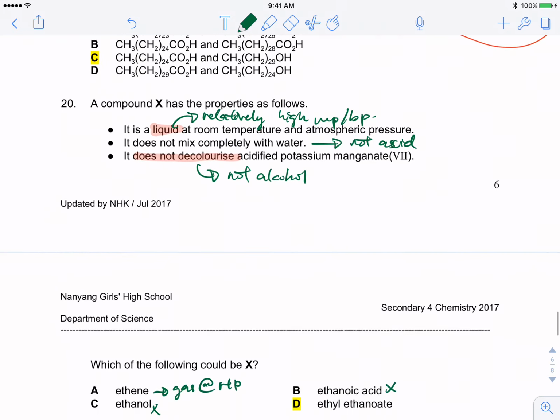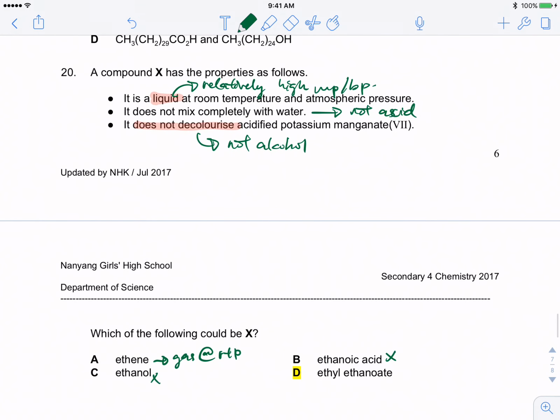Okay. Question 20, last one. Okay, before the construction continues. A compound has the properties as follows. It is a liquid at room temperature and atmospheric pressure. It has relatively high melting and boiling points. This is a liquid. It does not mix completely with water.